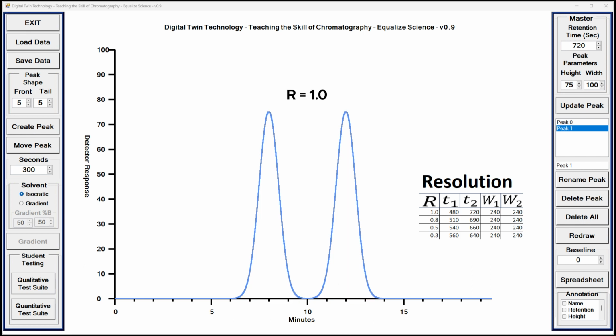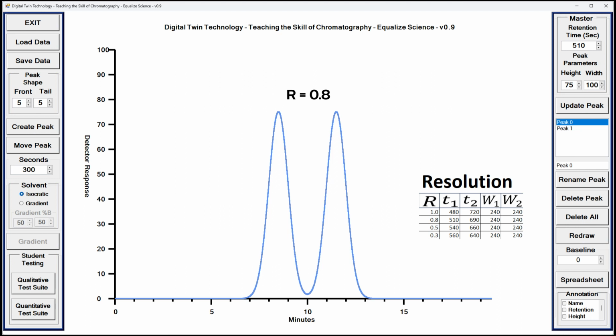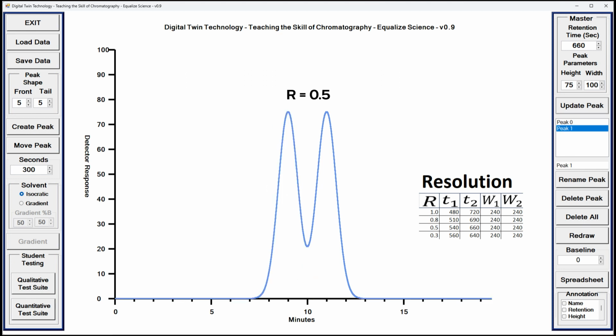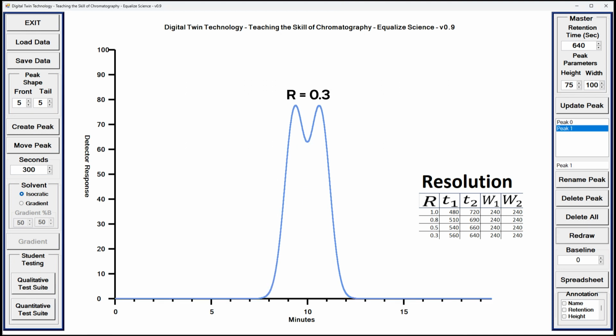As peaks of the same width move closer together, the resolution computes to be less than 1.0. Keep in mind that the resolution will depend on the HETP, and the HETP is dependent on the column and its number of theoretical plates.